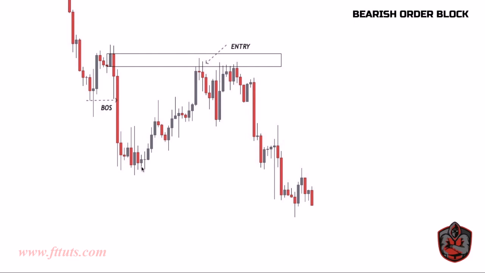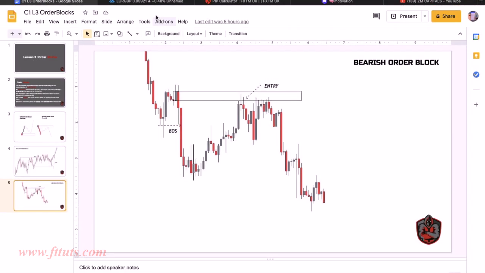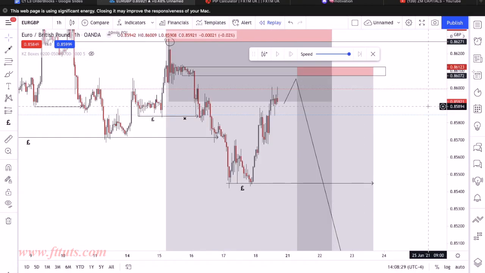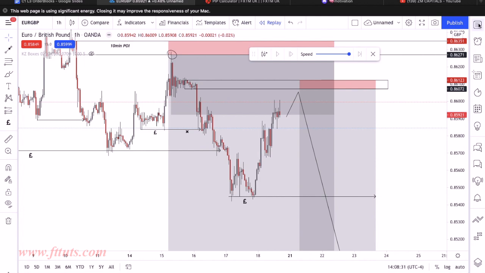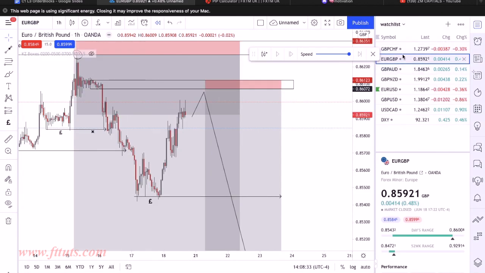So I'll personally target this low, or if there was any further imbalance or liquidity that needs to be taken out, I'll target those lows. But the whole point is to understand how we would enter the markets. So that's basically it for order blocks, but I'm just going to go through a quick example with you guys before I move on to lesson 4.